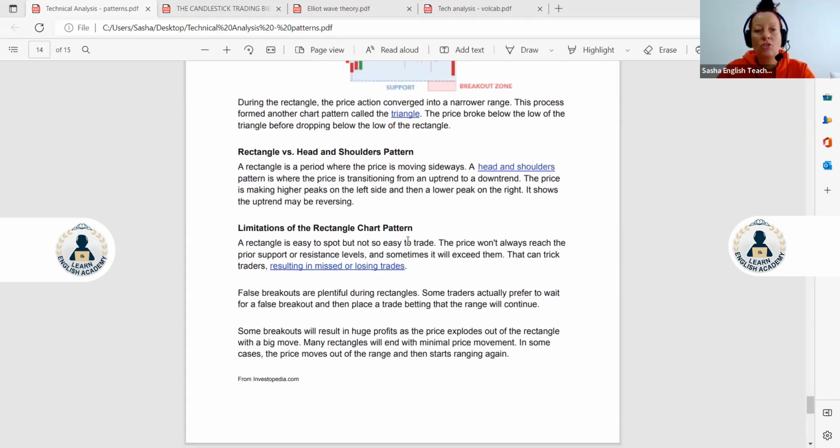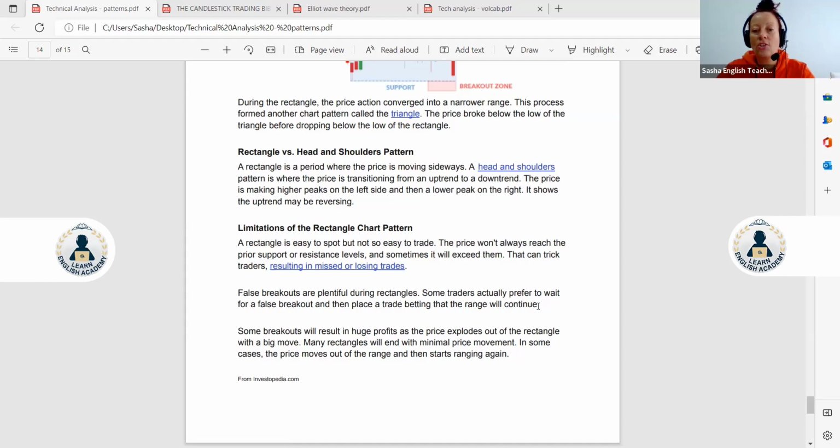Limitations of the rectangle chart pattern. A rectangle is easy to spot, but not so easy to trade. The price won't always reach the prior support or resistance levels, and sometimes it will exceed them. That can trick traders, resulting in missed or losing trades. False breakouts are plentiful during rectangles.